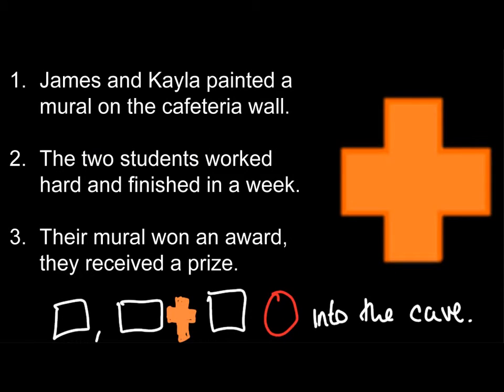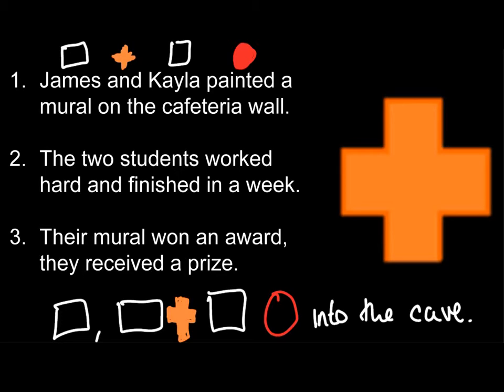Okay, let's try a few of these together. First things first. James and Kayla painted a mural on the cafeteria wall. What are they doing? Oh, they're painting. Or they painted. Who or what painted? James and Kayla. Oh, fanboys. That was one of those. Do you guys see how we can put more than one on the same sentence?